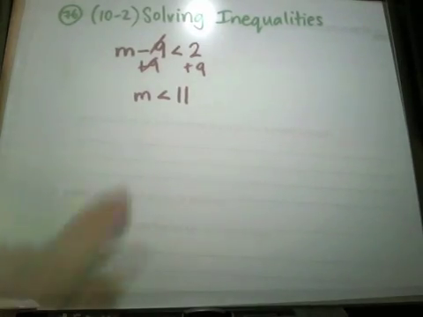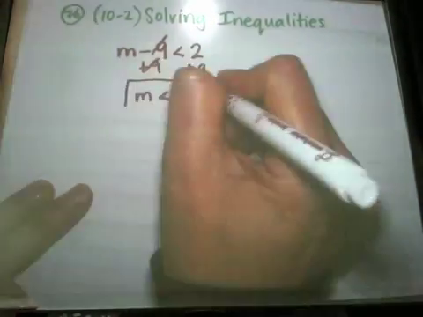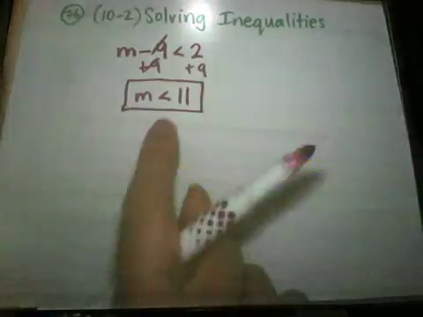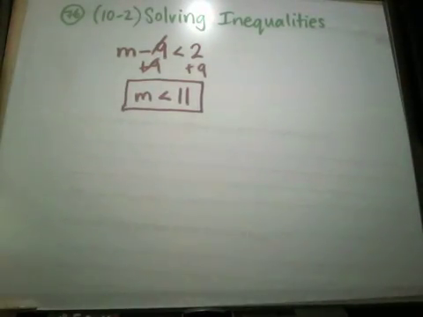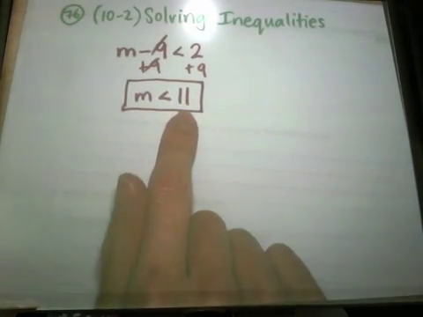So here's one thing that's important on this. For your answer, either boxing on your homework or to put it in the answer blank on the test, if you don't have the entire phrase, m is less than 11, then it's wrong. If you just write 11, that's wrong. If this were an equal sign, you could write m equals 11, or you could just say 11, because that's the only answer. But here, of course, it's an infinite number of answers.